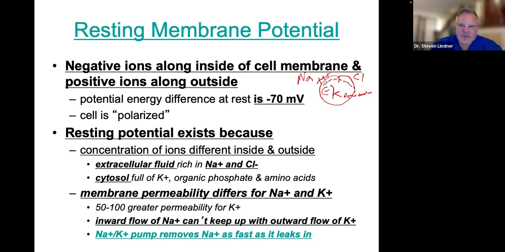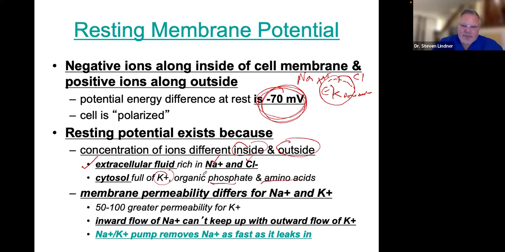Okay, so the difference between the cations and anions between outside and inside is going to give us this resting membrane potential of minus 70. All right, so what gives it that minus 70? It's the concentration of the ions that are different inside the cell compared to outside. So extracellularly, the fluid is rich in more sodium and chloride, and the cytosol inside is more full with potassium, phosphate, and amino acids.